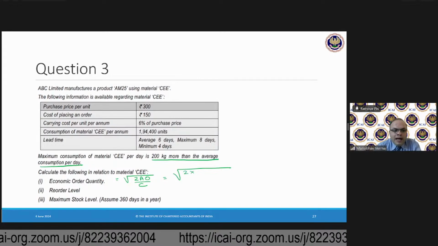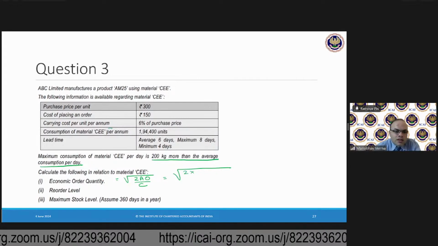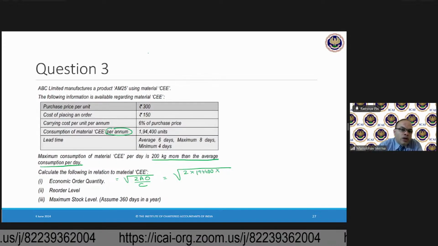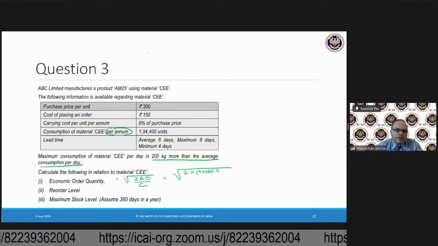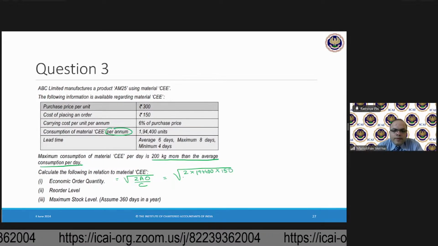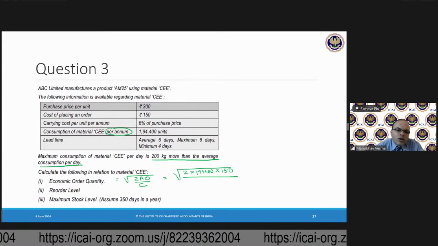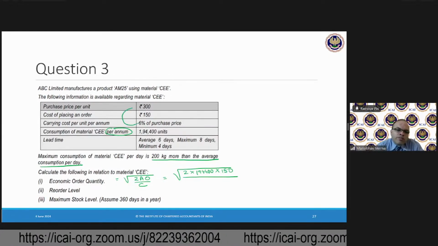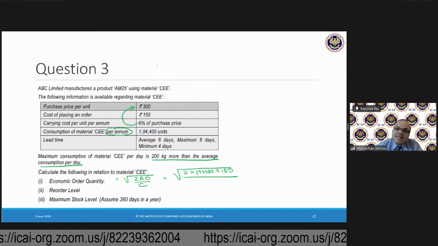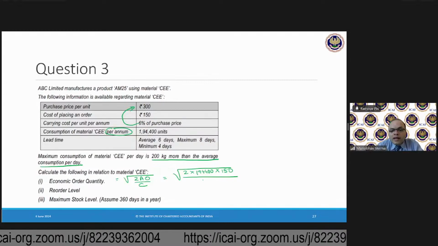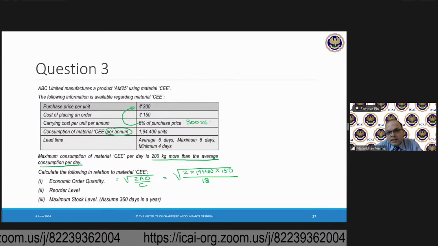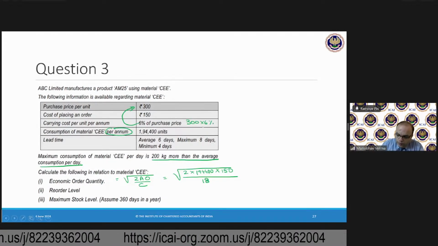We are looking at 2 into annual consumption, which is given to us as 194,400. Is ordering cost given to us? I guess yes. Ordering cost given to us is 150. And carrying cost per annum is 6% of purchase price. So my purchase price is 300. And if I calculate 6% of 300 here, we are looking at 18. So carrying cost is your 300 into 6%, guys. So what is my EOQ?